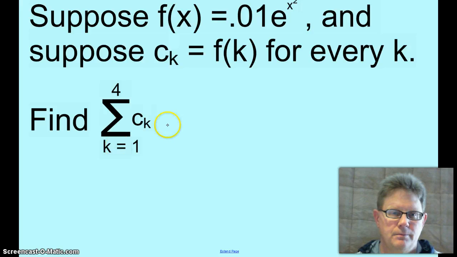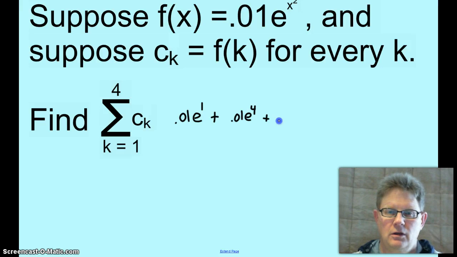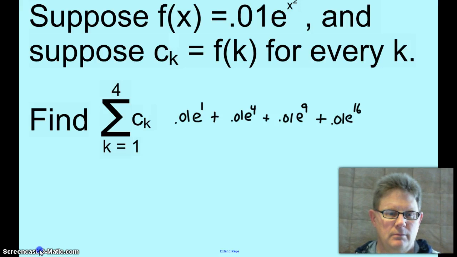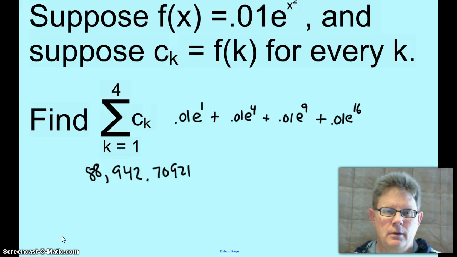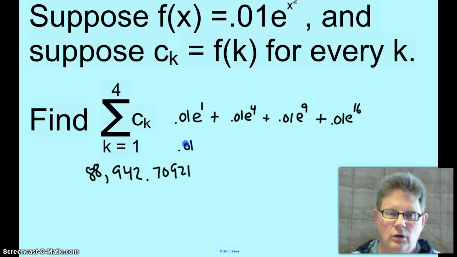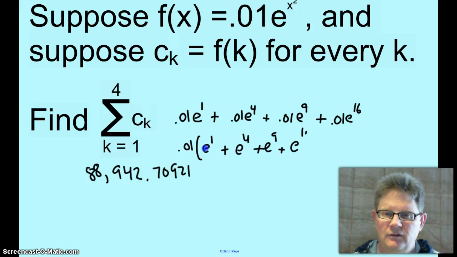So we are going to do 0.01 e to the x squared, so that would be k squared, that would be 1 squared, that would be 1, plus 0.01 e, k is now 2, 2 squared is 4, plus 0.01 e, 3 squared, that would be 9, plus 0.01 e to the 16th power. And when you add all those up, it ends up being 88,942.70921. I did it this way: 0.01, and then I just added e to the 1 plus e to the 4 plus e to the 9 plus e to the 16th.